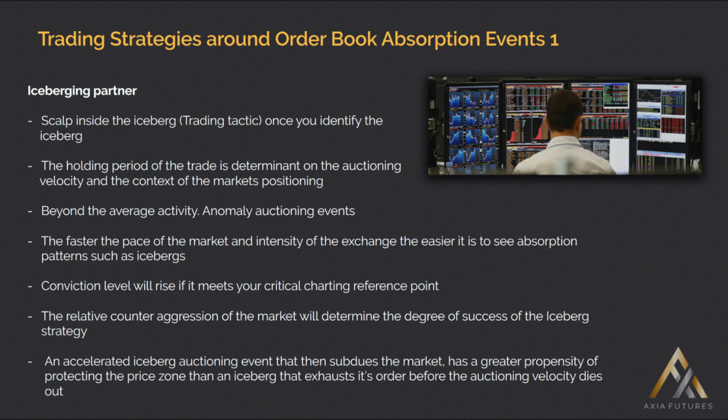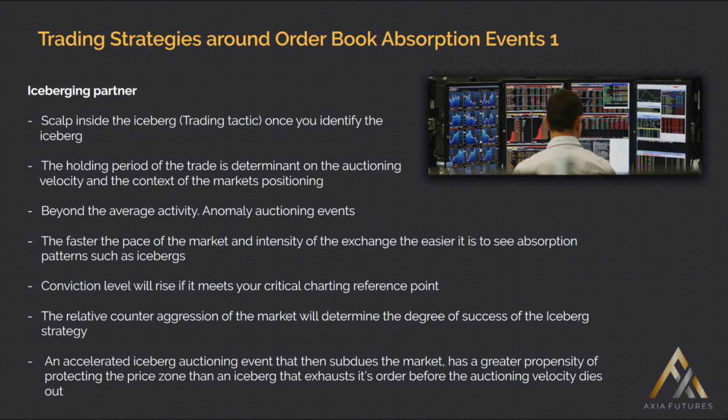Conviction levels will rise if it meets your critical charting reference point. So as I said, if you have a confluence of levels, you have a VPOC by a trend line and exiting a weekly value, so you have a whole confluence of levels, and then you see an iceberg and you see the market unable to penetrate lower, well then you can start scalping really aggressively, because it's almost a triple confirmation of a play, and you get that confirmation from the particular type of price action that you are observing.